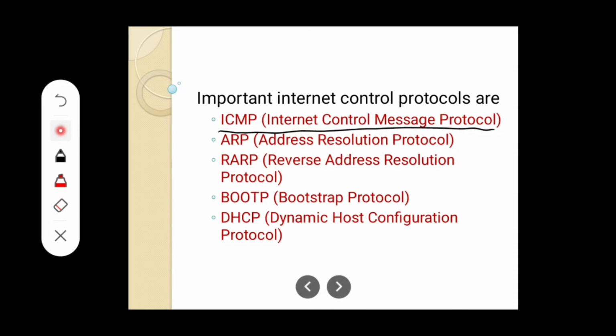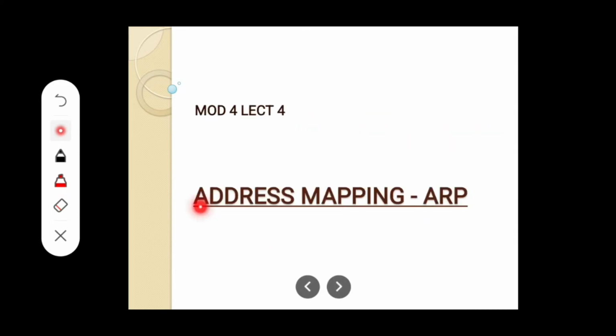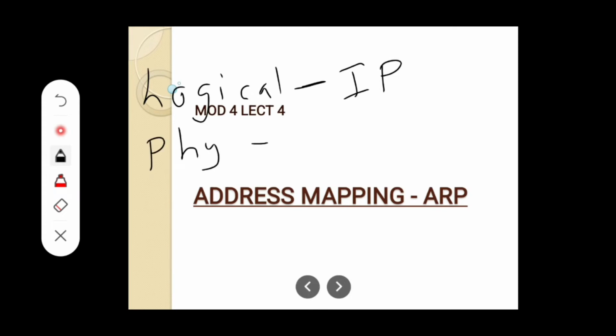Before going into the address resolution protocol, we need to understand the concept of address mapping. When a packet or data is transferred from one node to another node, we are actually dealing with two different types of addresses. One is called the logical address. What is a logical address? Logical address is nothing but the IP address. That IP address is used for addressing each and every network. Clear? Now the next address is called the physical address. Physical address is nothing but our MAC address.